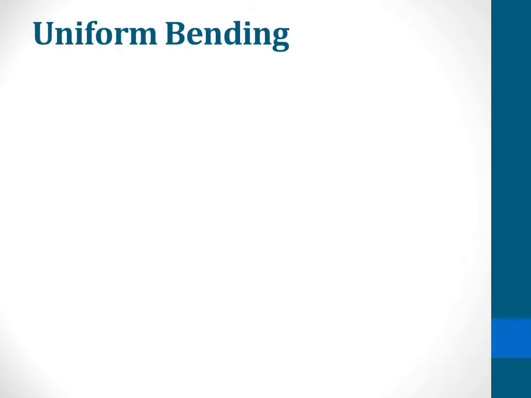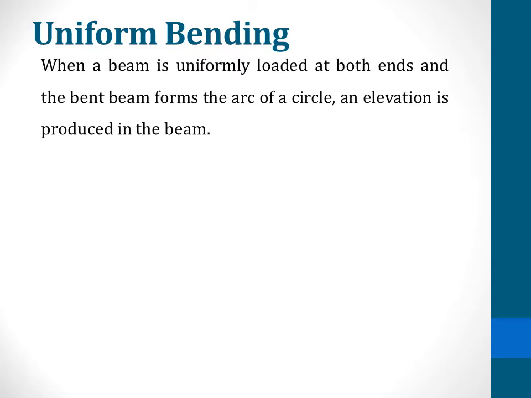Nature supports two types of bending, the uniform bending and the non-uniform bending. Uniform bending occurs in a beam when the beam is uniformly loaded at both ends and the bent beam forms the arc of a circle. An elevation is produced in the beam.